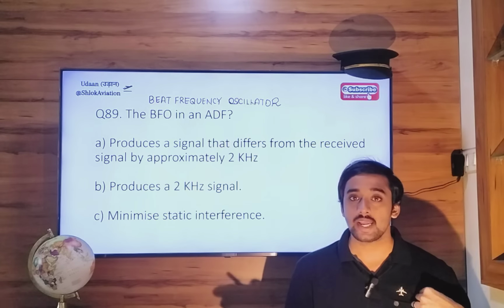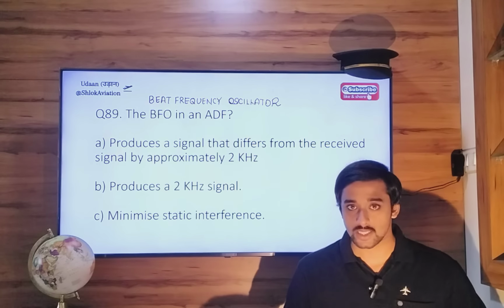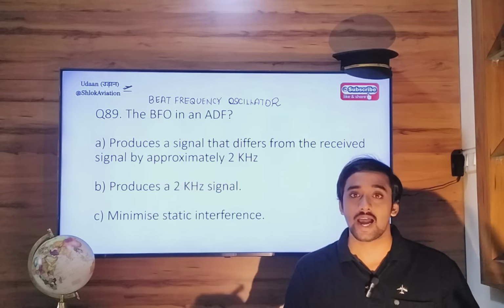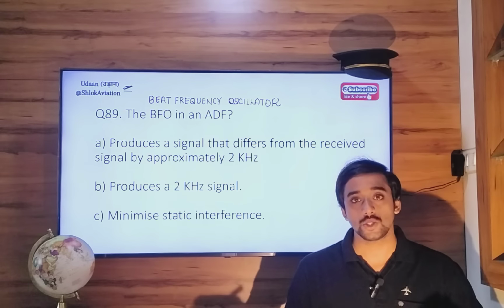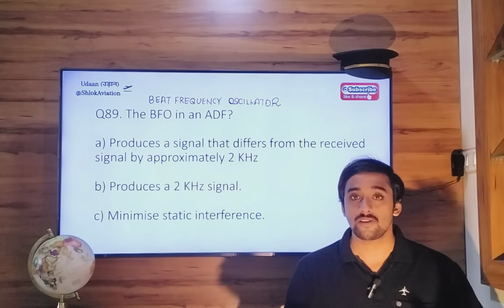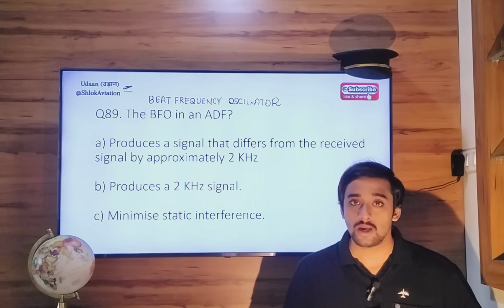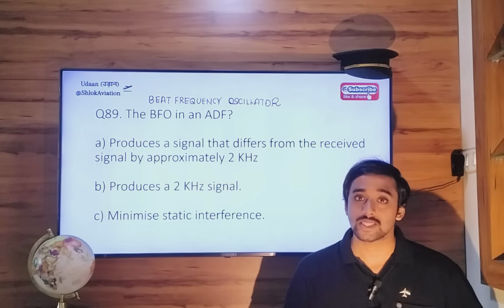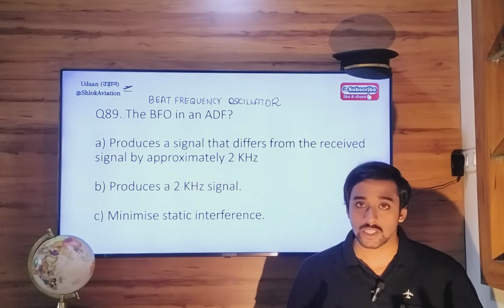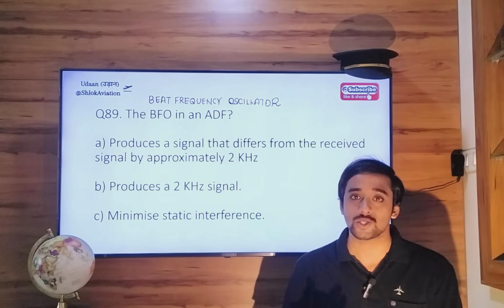Now what happens? Your ADF operates in the frequency band of some 190 to 1750 kilohertz. Whenever you tune into an NDB station, you want to hear the identification, you should be able to hear an audio signal. Commonly, the frequency band in which ADF operates doesn't enable us to hear an audio tone signal. So to enable us to hear the audio tone signal when we are tuning into a station, trying to identify that station, we make use of a beat frequency oscillator.